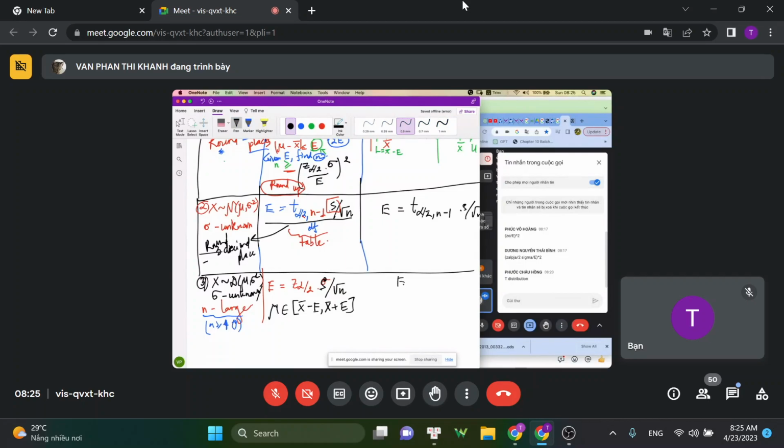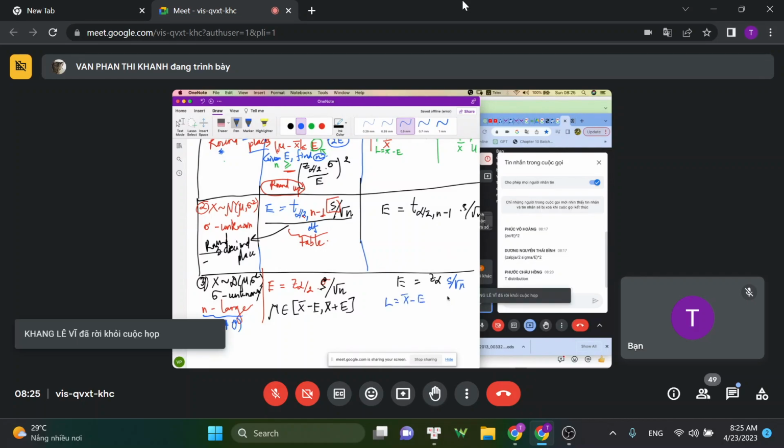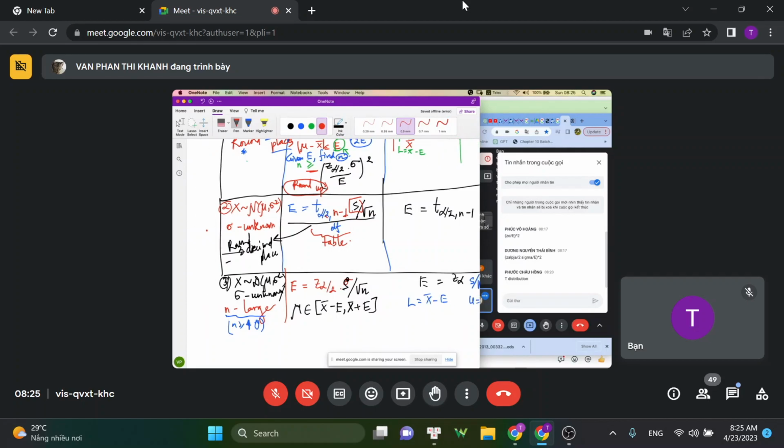And here E is z alpha over 2 times s over square root of n. And similarly, the lower bound is x bar minus E, and the upper bound is x bar plus E. And class, please take note.